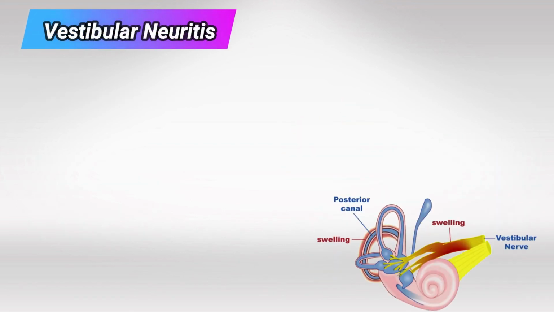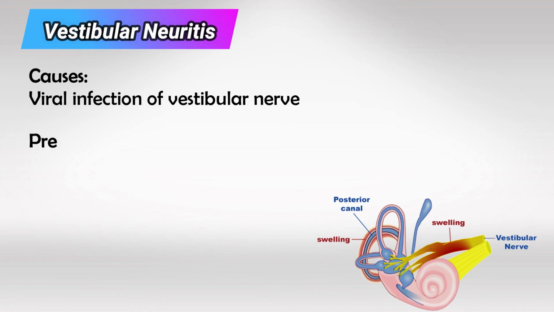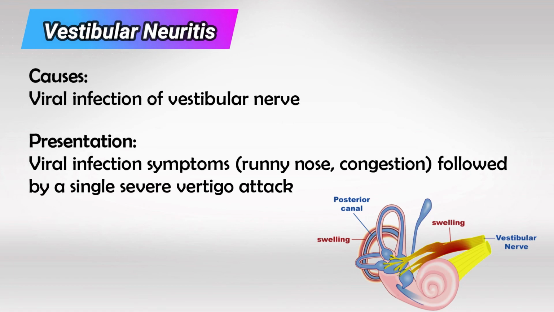Next, we have vestibular neuritis, and this is a viral infection of the vestibular nerve. These patients would present with common viral symptoms, which would then resolve, and then they'll have a single, very severe attack of vertigo. Once this attack resolves, they will not have a recurrence.